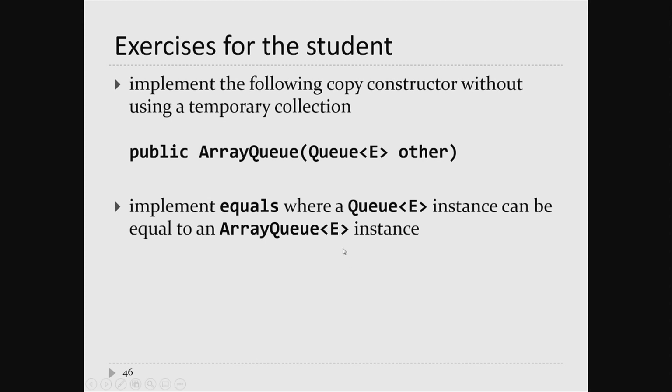If you make a temporary queue or array or list, it's relatively easy. It's not tricky. Once you see how to do it, it becomes obvious. But to do this without creating any temporary storage, and being able to check if an array queue is equal to any other queue, whether it's an array queue or not, is a little bit more challenging.